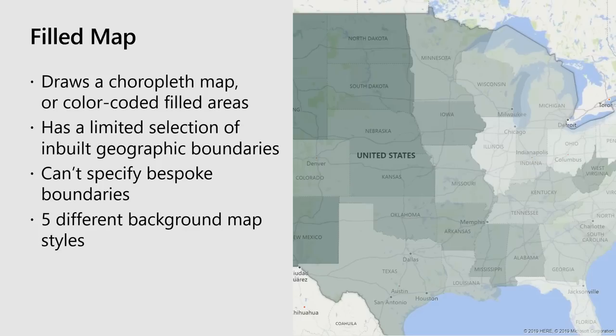So I'm going to skip over filled map today. It's pretty obvious what it does. We're going to have a look at some other visuals instead, which give us the same capability, but with the ability to specify a lot more granular geographies.